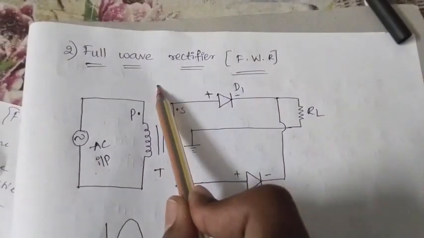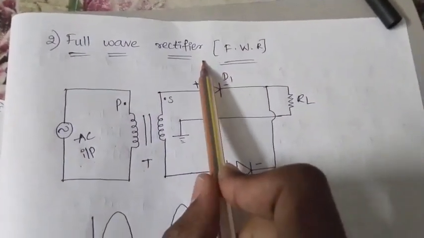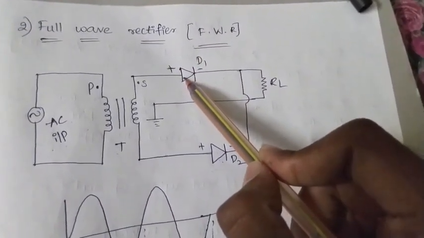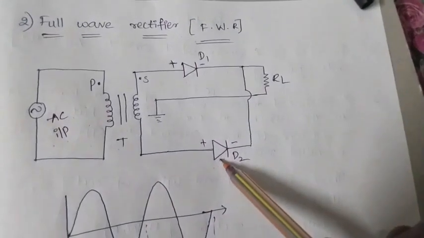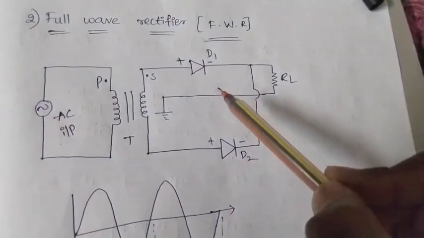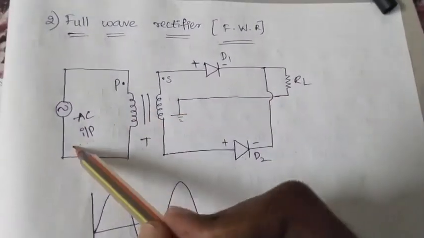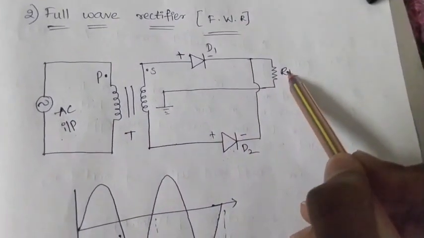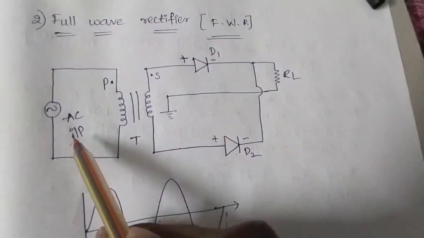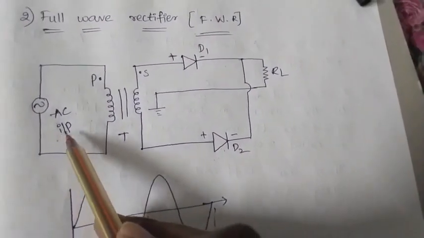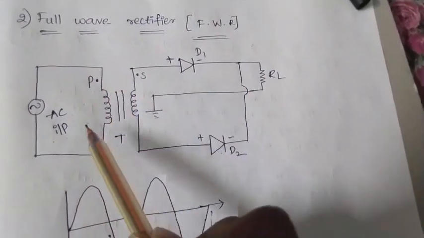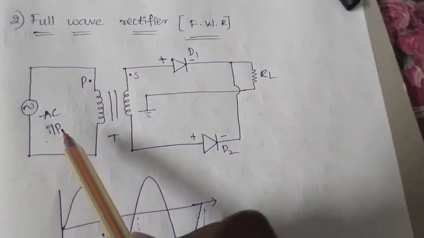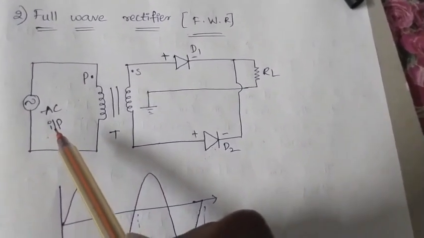Now let us discuss the full wave rectifier. A full wave rectifier consists of two diodes, D1 and D2, for the transformation of the signal. Here it consists of the step down transformer and load resistance RL. The input AC signal we are applying to the full wave rectifier is very high.